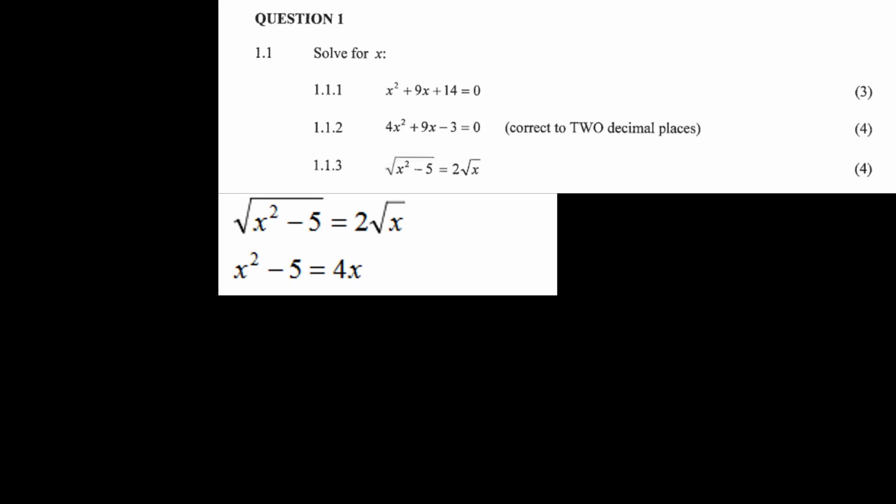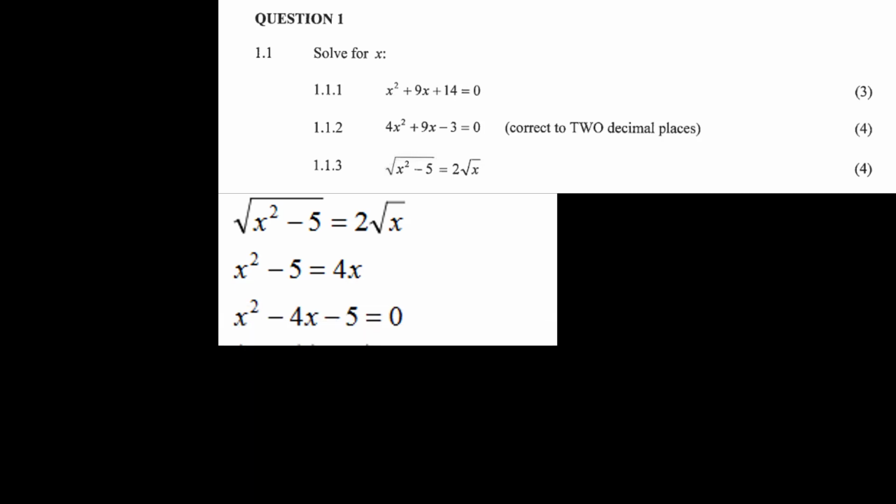rid of these surds. Right, so square both sides and we're left with x squared minus 5 equals 4x. Bring the 4x over to the left hand side and we have a quadratic in standard form. x squared minus 4x minus 5 equals 0. This is going to be easy.